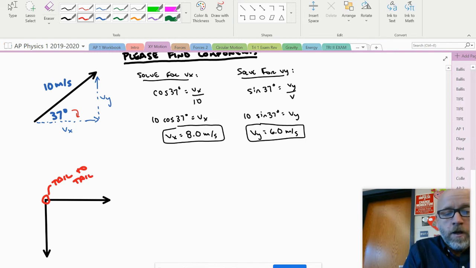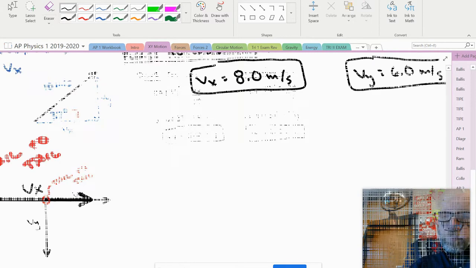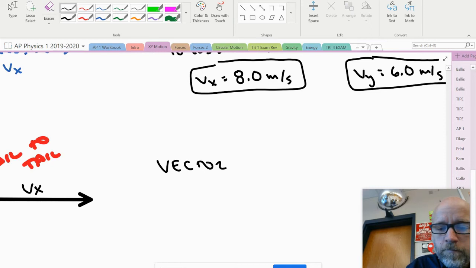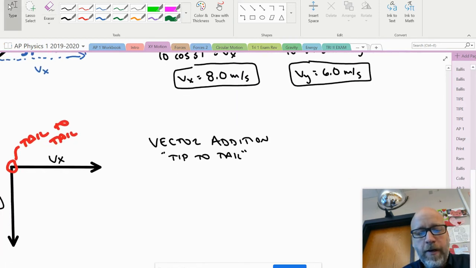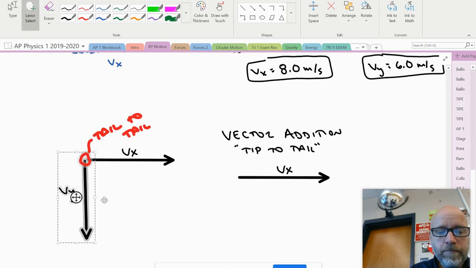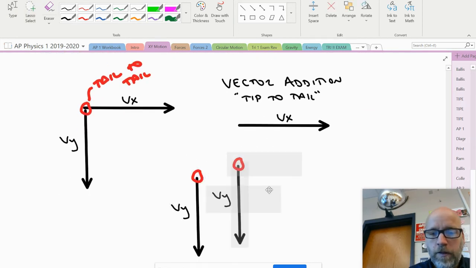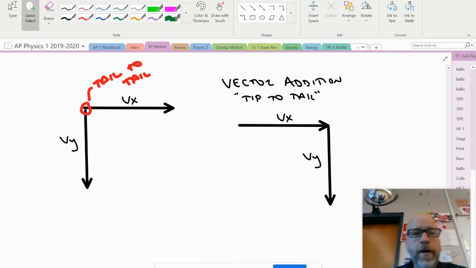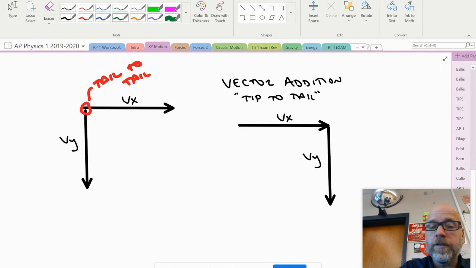Tail to tail. If I'm going to label these Vx and Vy, in order to do what we call vector addition, we need to go tip to tail with our vectors. So the tip of one vector to the tail of the other. As I've done, tip to tail. So the resulting vector of that is going to be from the beginning to the end.